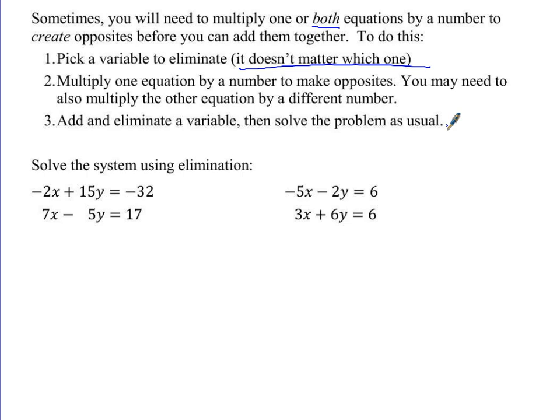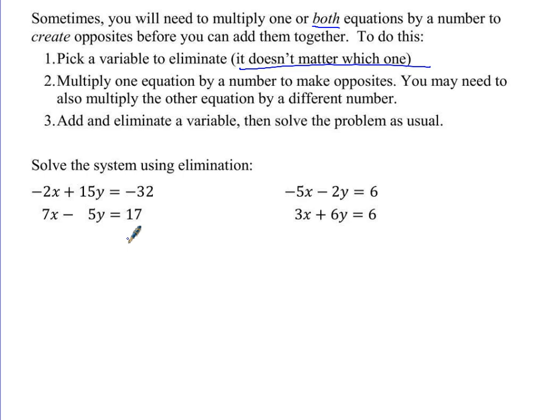So solve the system using elimination. Do we have opposites right now? If I add right now, do I get stuff to disappear? No. If I add -2x and 7x, I get 5x. The x does not disappear. If I add 15y and -5y, I get 10y. The y does not disappear. So if I add these right now, it doesn't do me any good. Which means I need to create opposites.